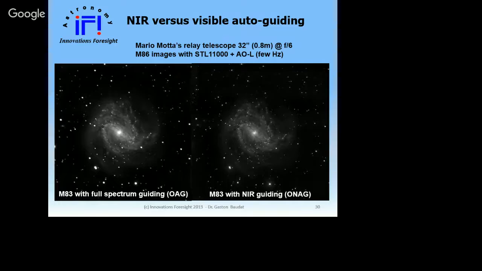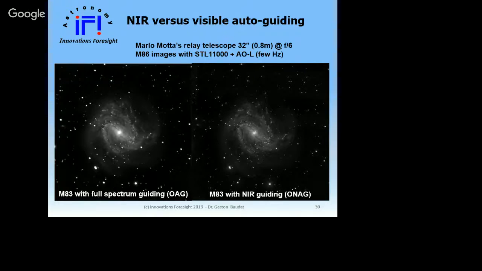But now, because the seeing is less, the effect of chasing the seeing on the guide star everywhere on the field of view is also less. And you have a better image, still limited by the seeing, of course. But at least from an auto-guiding point of view, you don't chase the seeing.